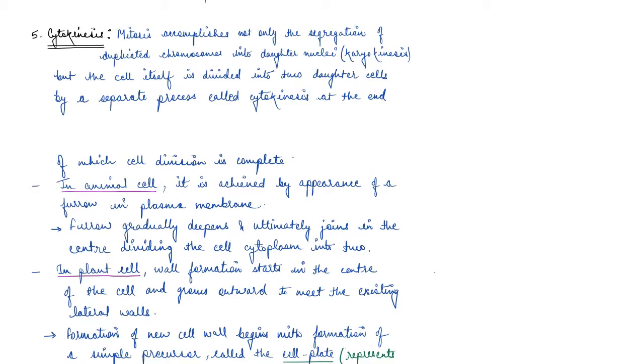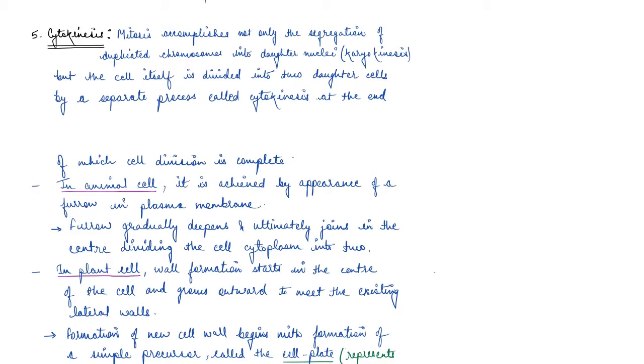After that, the cell itself gets divided into two daughter cells by the process which is known as cytokinesis, right? So, with that, the mitosis is complete. Cytokinesis basically happens at the end, by which the cell division is complete.